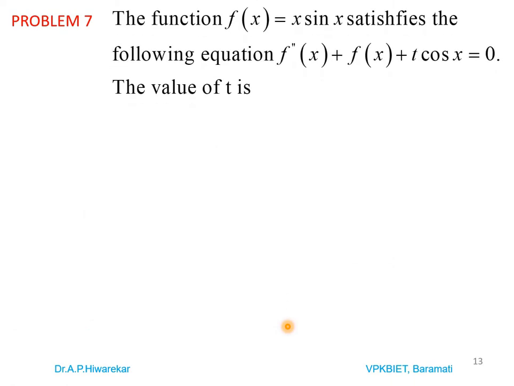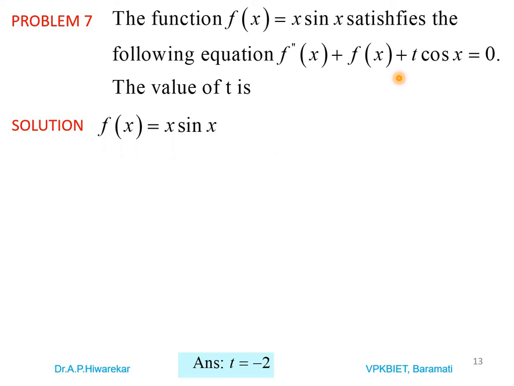Problem number 7. The function f(x) is equal to x times sin x and satisfies the following equation: f double dash of x plus f(x) plus t times cos x is 0. The value of t is not given, so we have to find the value of t. So f(x) is x times sin x. Find its derivative and put those values here. F double dash of x you need to find, and you have to substitute all these values here. So find the derivative of f(x).